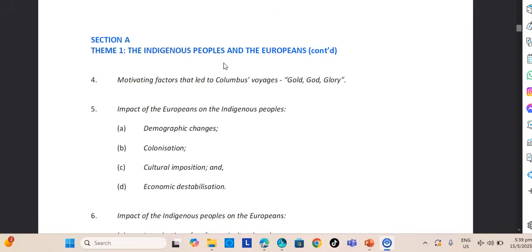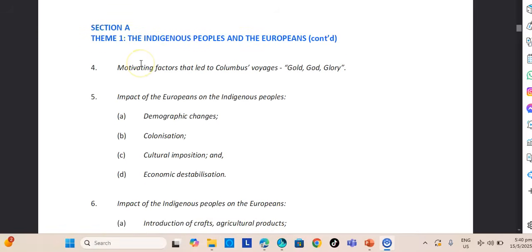Glory, political and personal prestige. European nations competed for power and dominance. Discovering and claiming new lands brought prestige and territorial advantage. Columbus himself sought fame and noble titles, as well as the legacy of being the first European to discover a westward route to Asia. So, just a quick summary of the motivating factors that led to Columbus' voyages: gold, God, and glory.